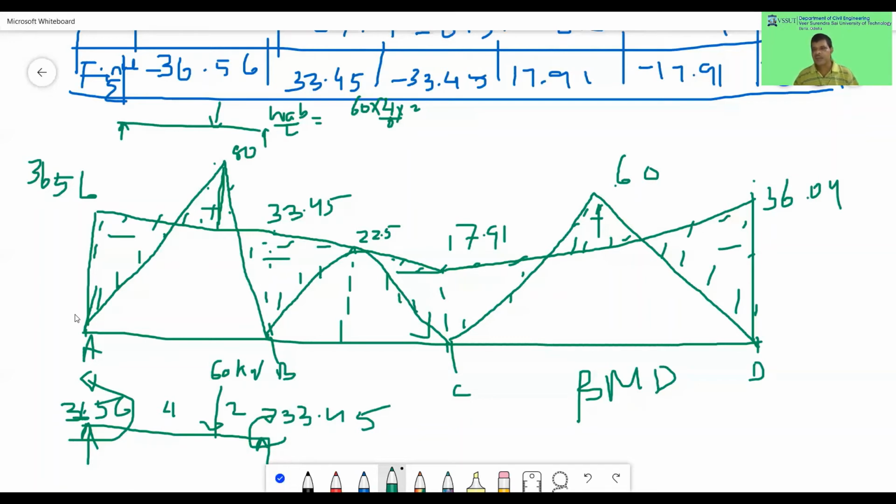Then for each span, find the reactions at each end, and then find out the shear force diagram. Wherever the shear force changes sign, there will be the maximum. That part you have to find out and then do it. So with this, we gave 3-4 examples of these continuous beams.